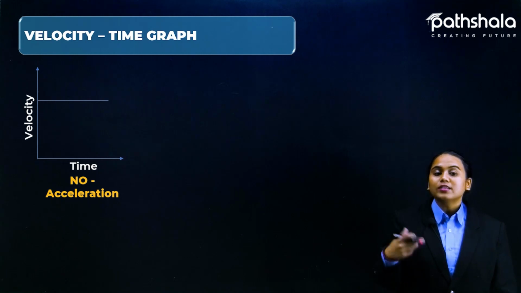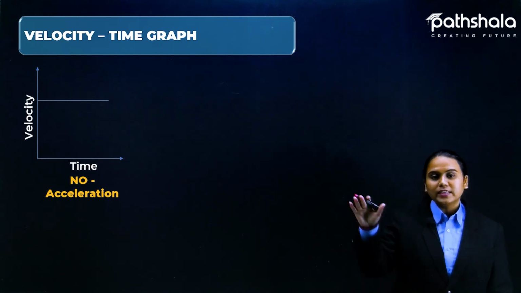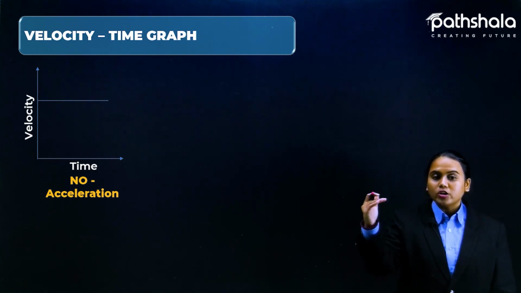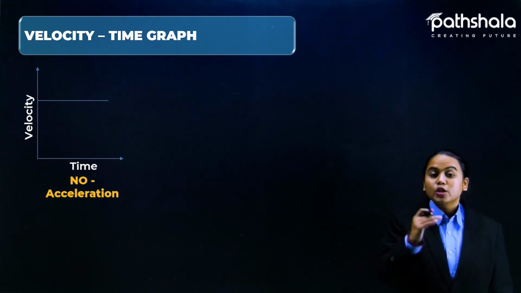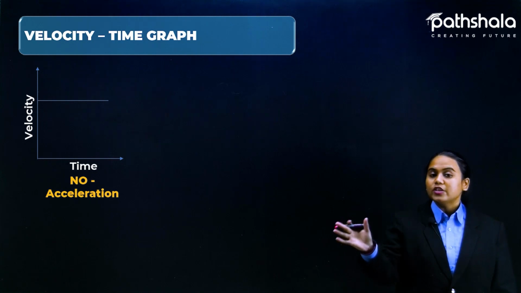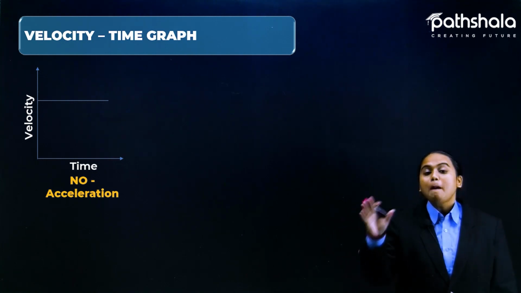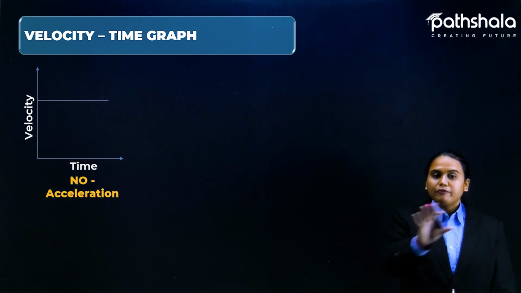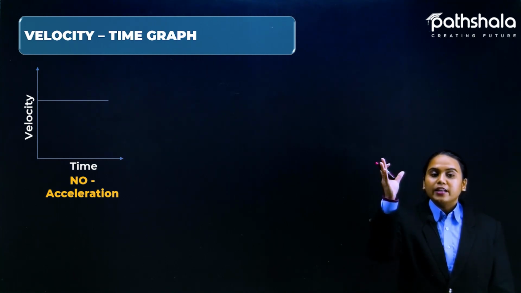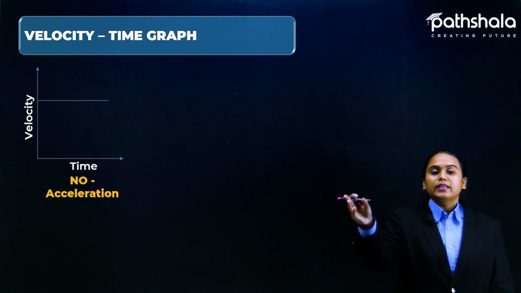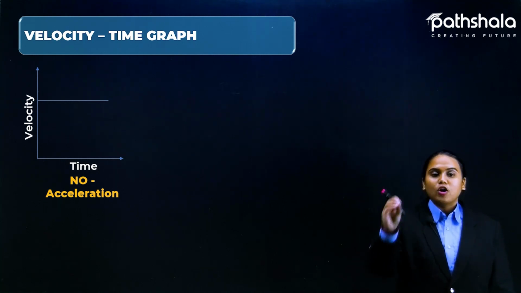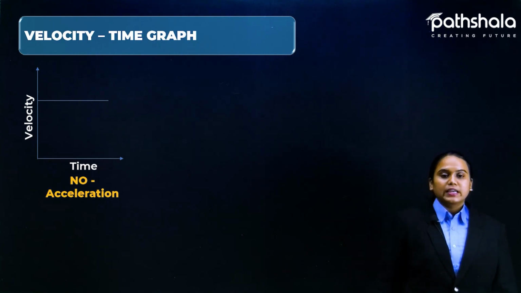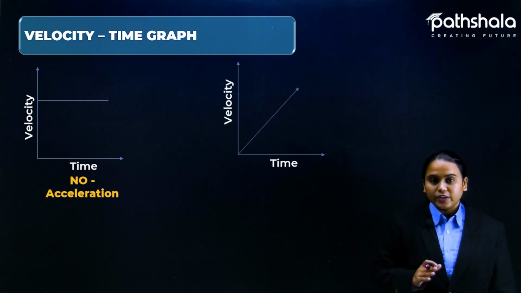Why? Because velocity is not changing. Velocity is constant. It is not changing with respect to time. So we can say that acceleration is not going to be performed here, but velocity is there. Velocity definitely will be part of it, the body is in motion, but the speed, the magnitude of the velocity is not going to change. So we can predict with this graph that there is no acceleration.